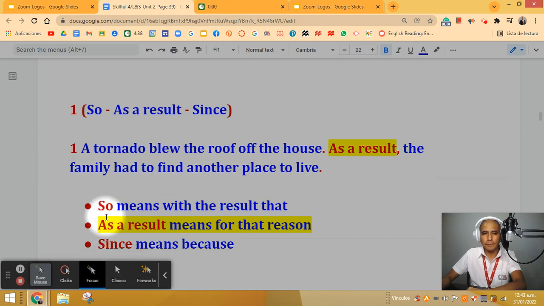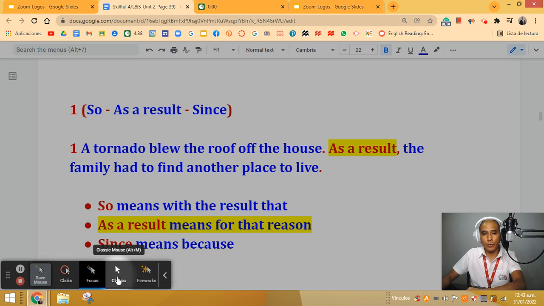Okay. Why the second option and not the first or the third? The first one, so, means with the result that. So in this case, it does not apply. As a result means for that reason. That's why this phrase is the correct answer in this case. In the case of number one, since means because. But after because, I cannot use a comma. And here, as you can see, we have a comma, and before it, we have a period. That's the reason I cannot use since.